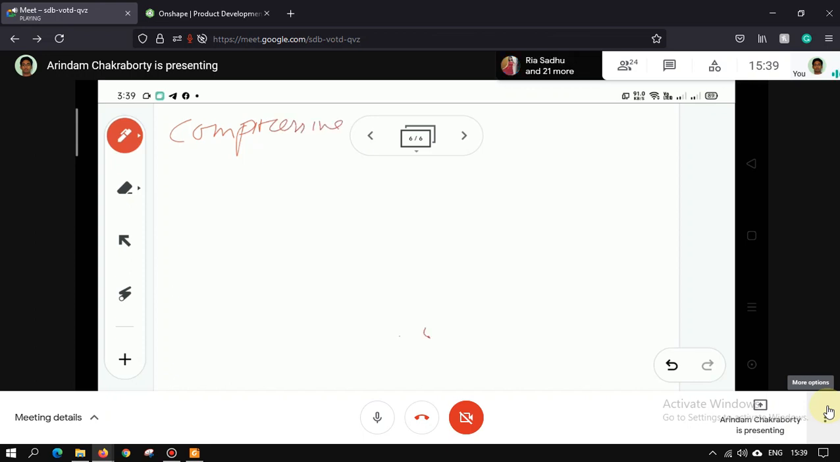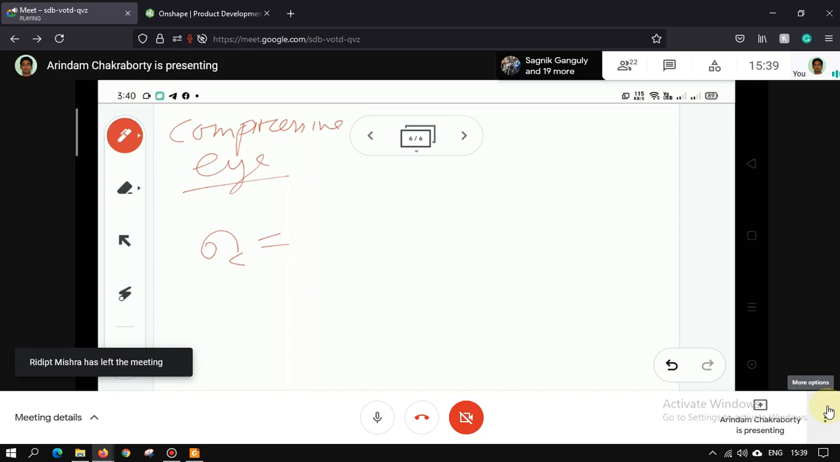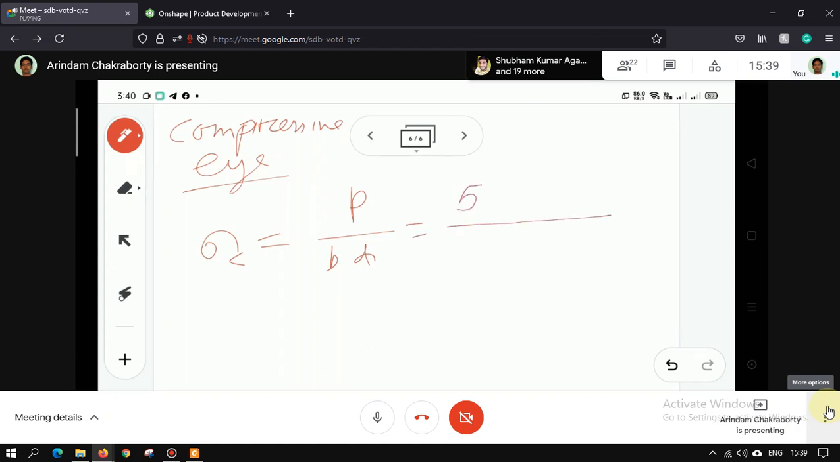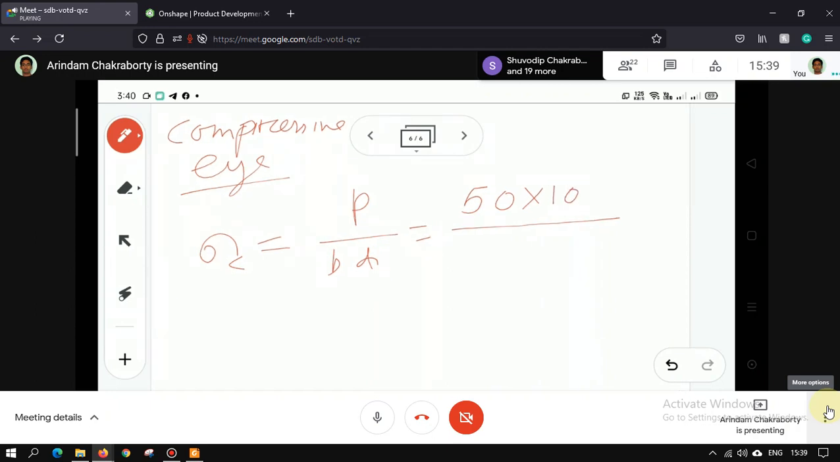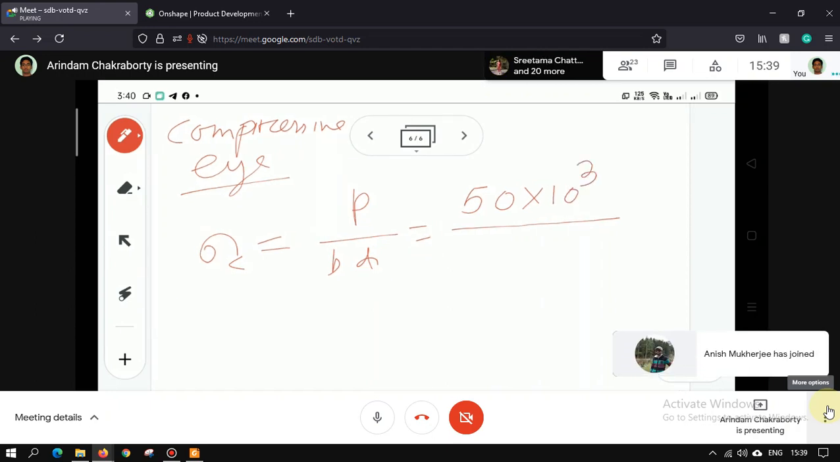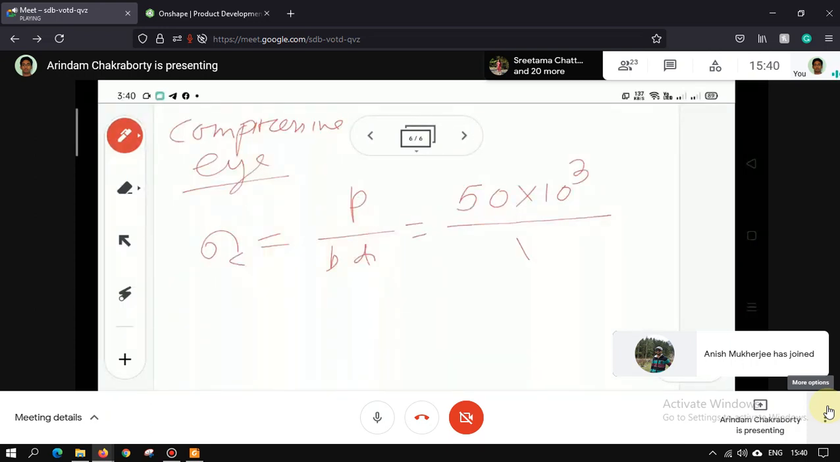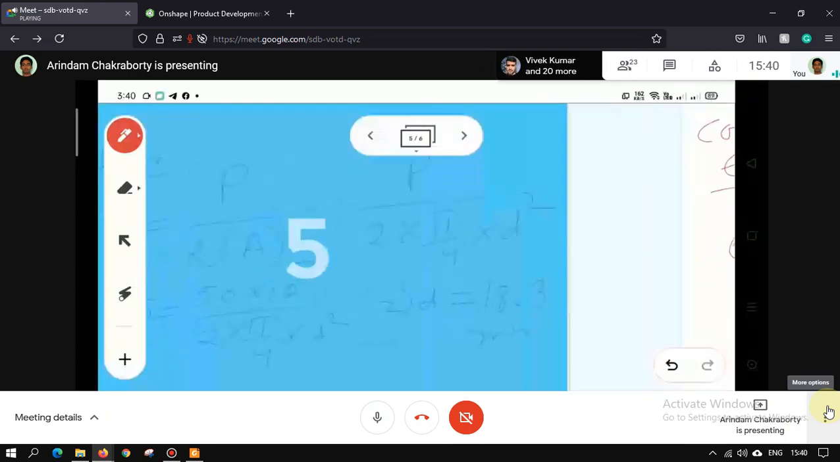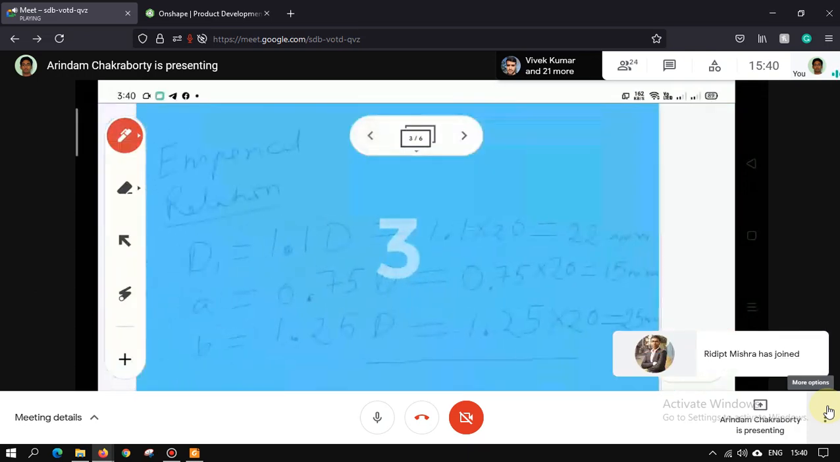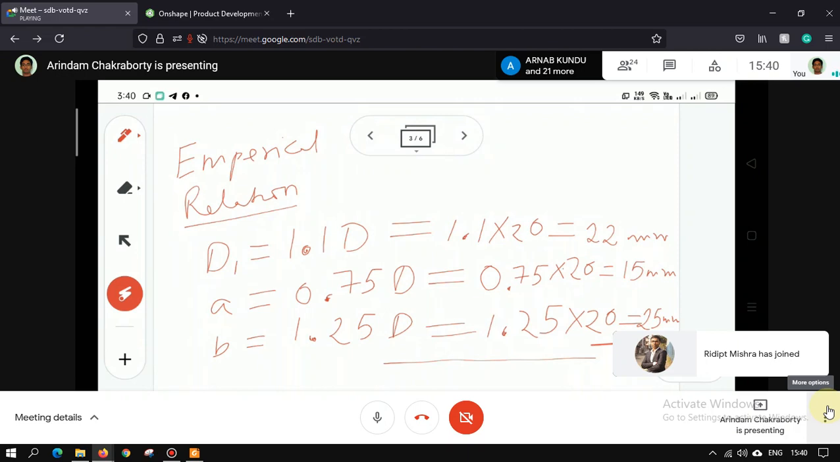Compressive I. For compressive I, we know the formula: sigma C is equal to P by B into D. What is P? P is 50 into 10 to the power 3. D we don't know. About B we know, since we have calculated the magnitude of B. What is the magnitude of B? B is 25, what we have calculated.